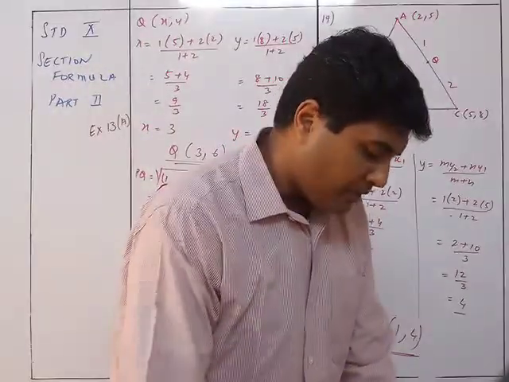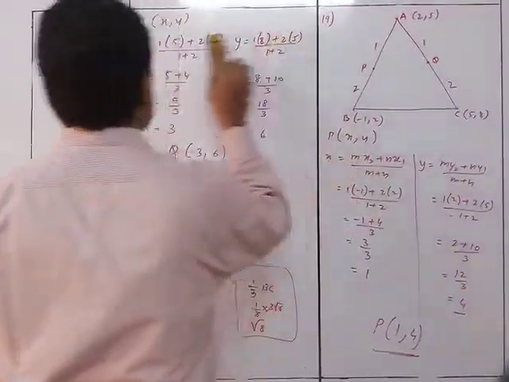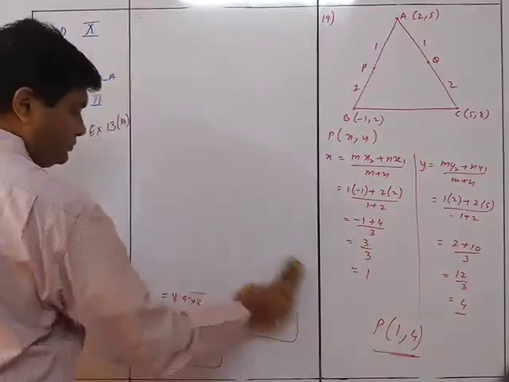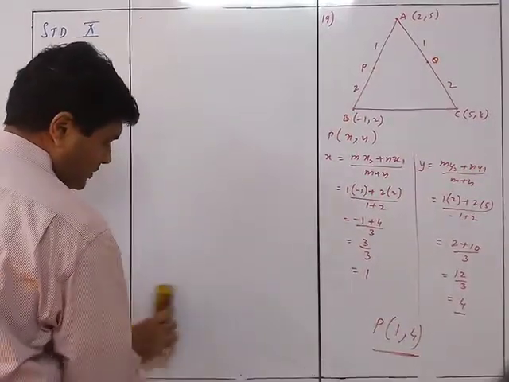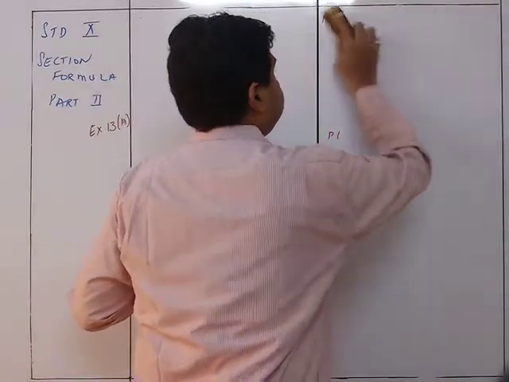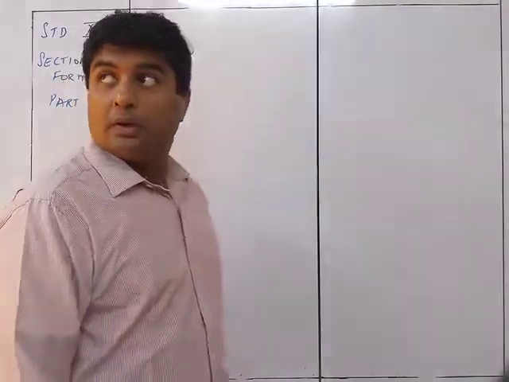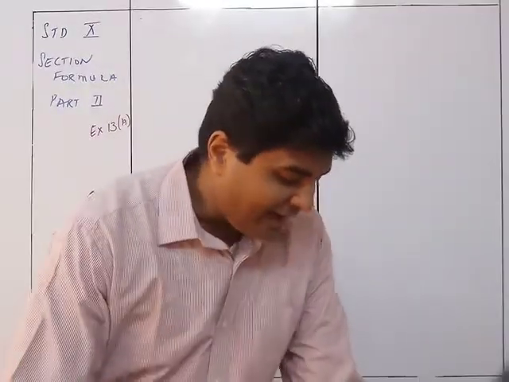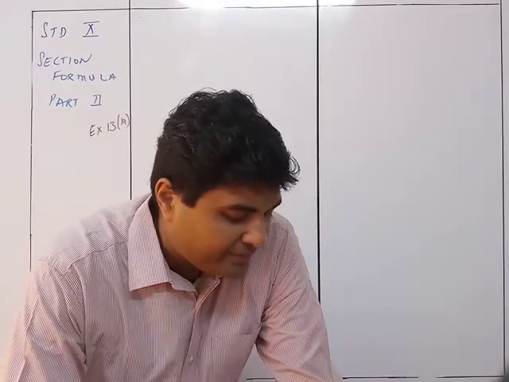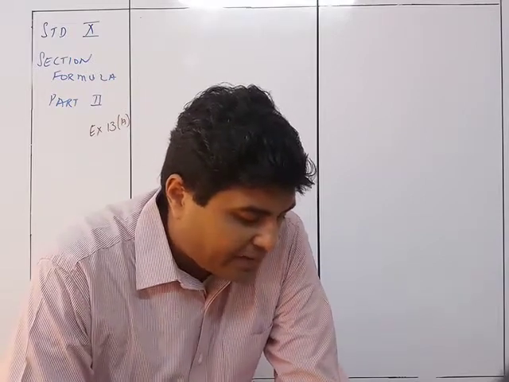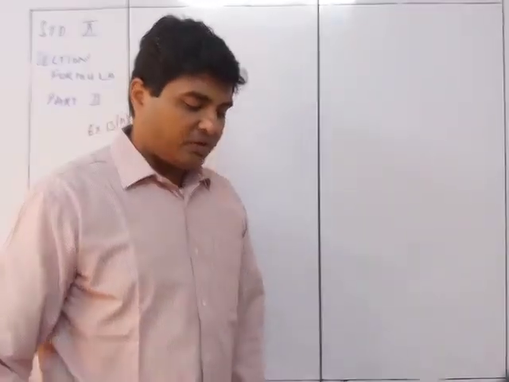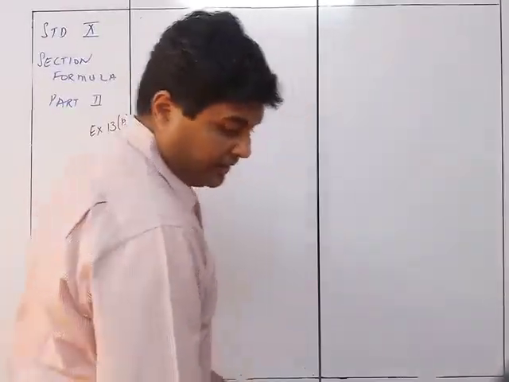We now move on to sum number 21. Sum number 21. The line segment joining A (2, 3) and B (6, -5) is intercepted by the x-axis at point K. Write down the coordinates of K. Hence find the ratio in which K divides AB. Also find the coordinates of K. Okay, so again the same thing.